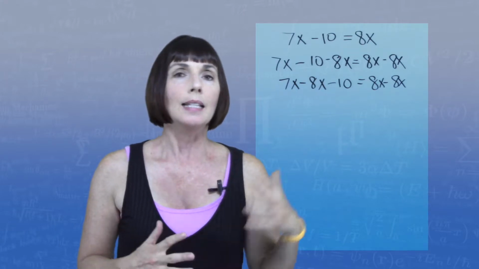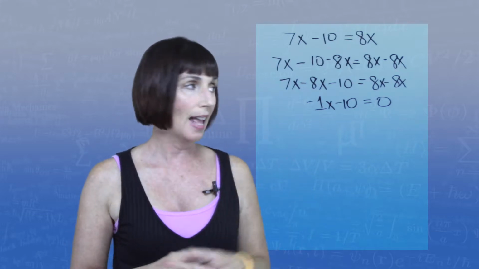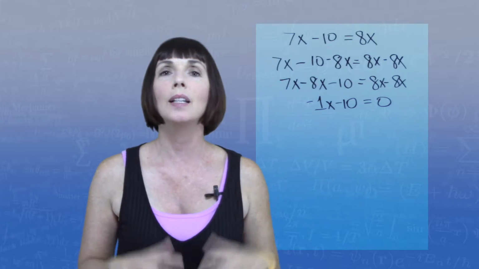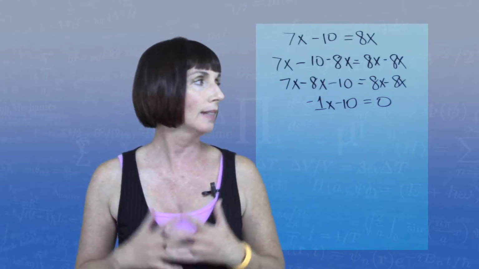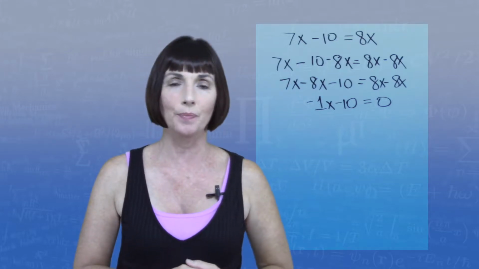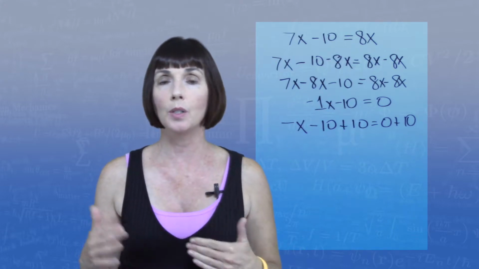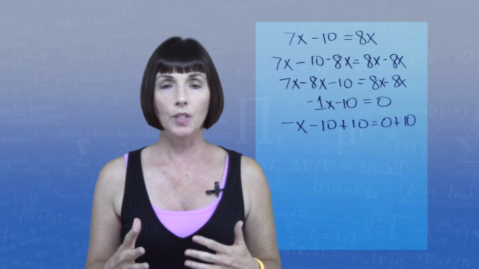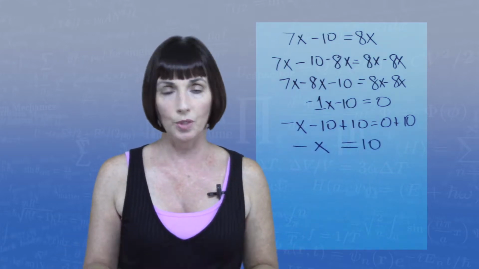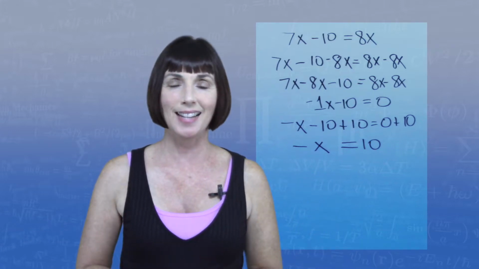Okay. 7x minus 8x is negative 1x. Minus 10 equals 8x minus 8x is 0. So now we have negative x minus 10 equals 0. Okay, let's add 10 to both sides of this equation. So we have negative x minus 10 plus 10 equals 0 plus 10. On the left, our 10s just cancel each other out. So we have negative 1x, or just negative x, equals 10. On the right, 0 plus 10 is just 10.